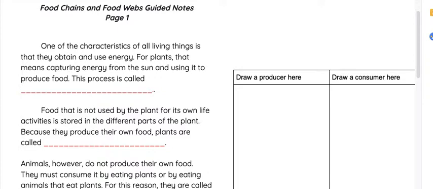First of all, we're going to take a look at this. One of the characteristics of all living things is that they obtain and use energy. For plants, that means capturing energy from the sun and using it to produce food. This process is called photosynthesis. And we're going to go ahead and get that in here for you, photosynthesis.